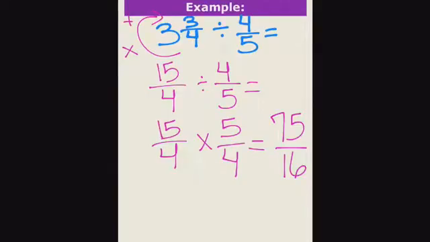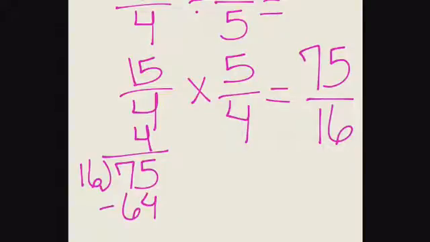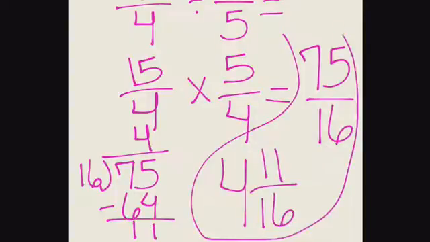Again, if you'd like to change that to a mixed number, you can. 75 divided by 16. Okay, 16 goes into 75 4 times, and 16 times 4 is 64. 5 minus 4 is 1, 7 minus 6 is also 1. So we get a final mixed number of 4 and 11/16. Just remember that these mean the same thing.